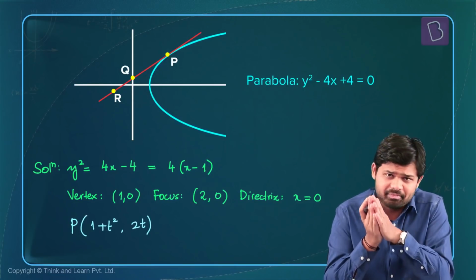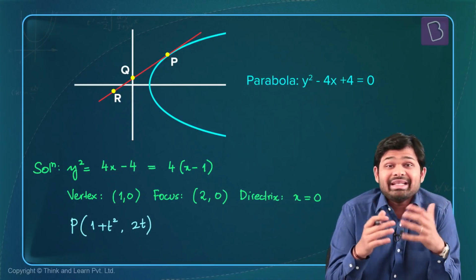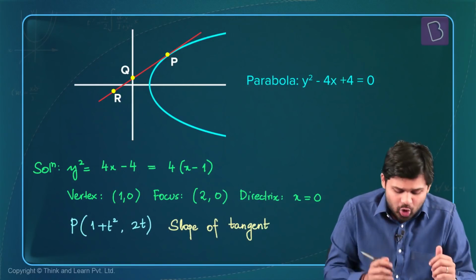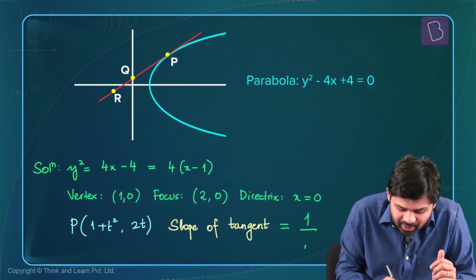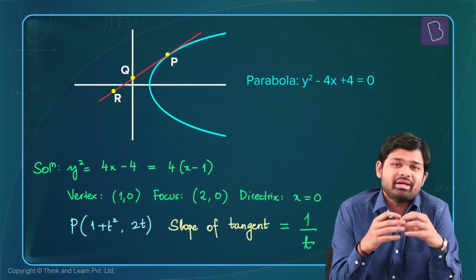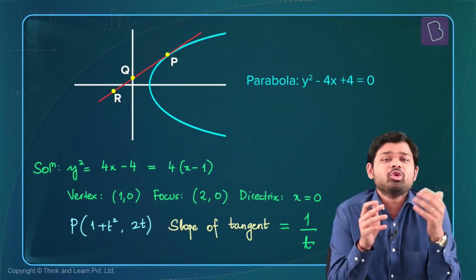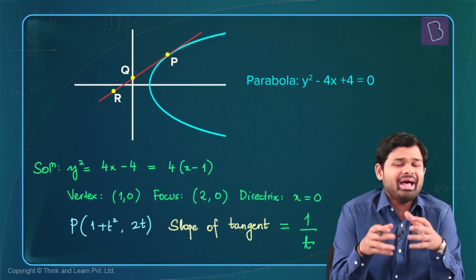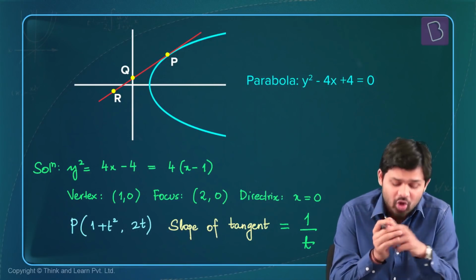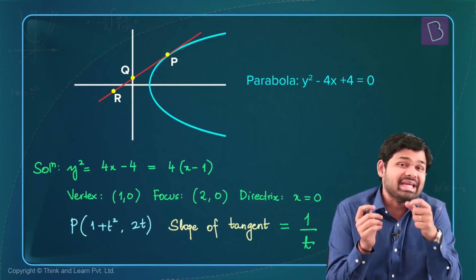Okay, so if the parametric form of the parabola at P is 1 plus t square, 2t, then I can express the slope of the tangent at that point in terms of t. Well, the slope is going to be equal to 1 upon t. Even if you don't remember how to get the slope, you can on the spot differentiate this curve y square equal to 4 times x minus 1. You will get 2y dash equal to 4, and then y dash will turn out to be equal to 1 by t if you substitute the value of y equal to 2t.